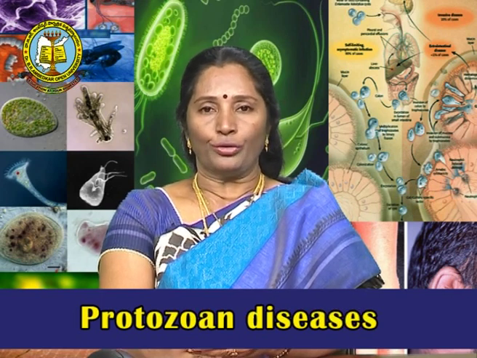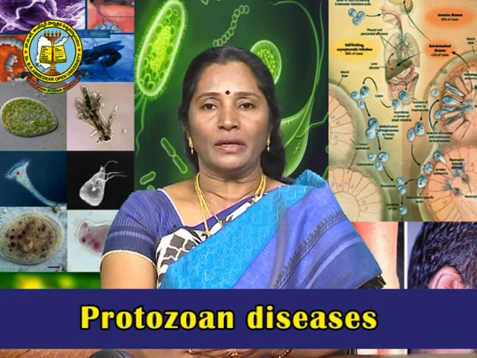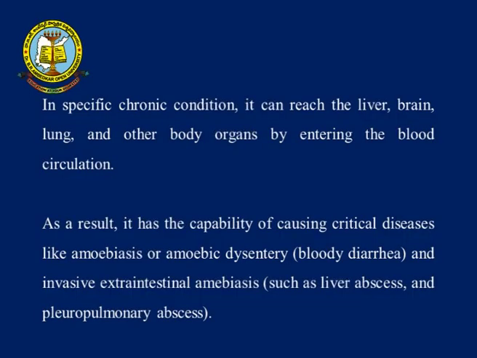This is the one that is going to create havoc in developing countries also. The specific chronic condition can reach the liver, brain, lung, and other body organs by entering the blood circulation. They are going to move by blood circulation, because they do not have any locomotory organ. They have to move with the help of the circulatory system.